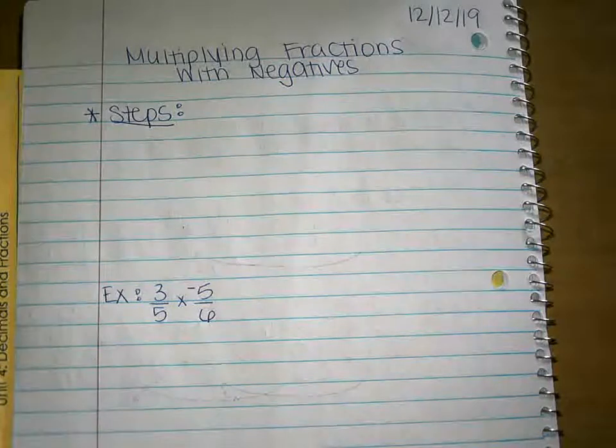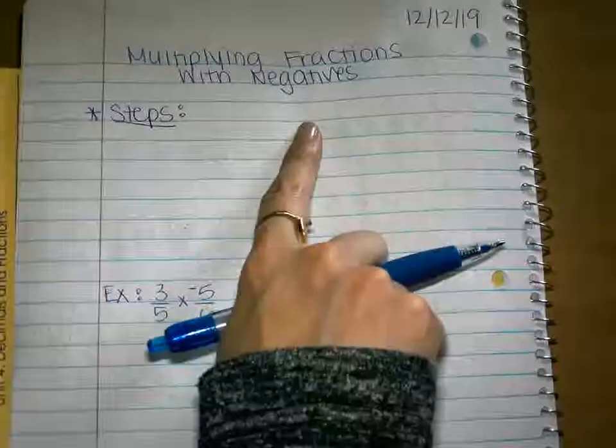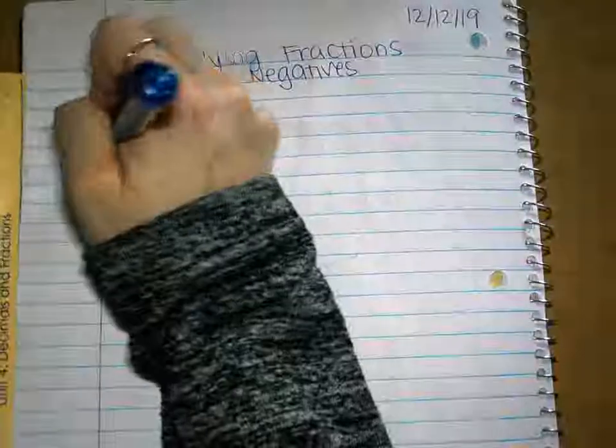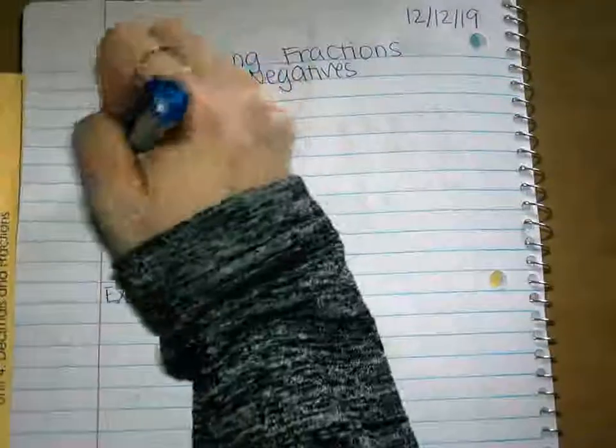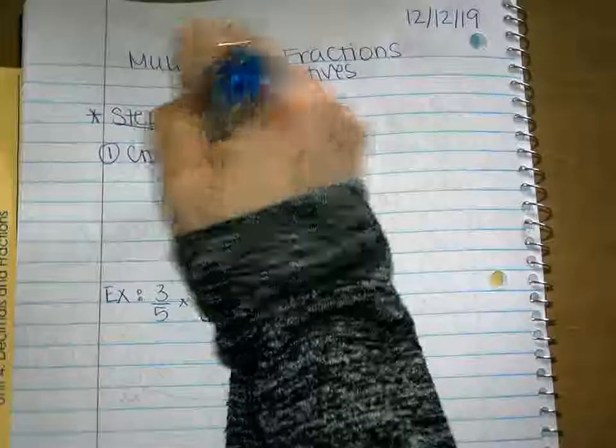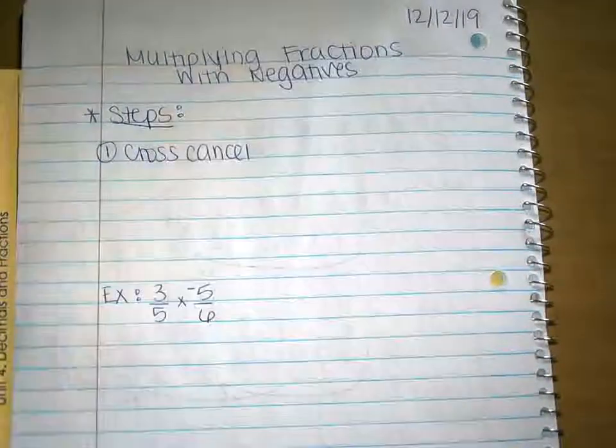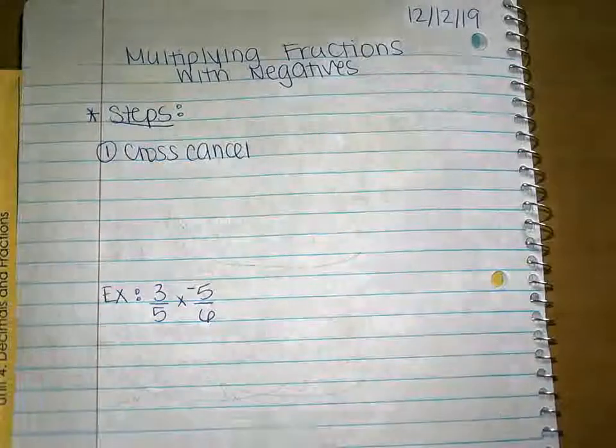So, there's two different ways that you guys can technically solve multiplying fraction problems. But I'm going to teach you one way, and that is the way that I want you to practice and use, because it will make life easier for you, especially when numbers get to be really, really large. Okay? So, when we are multiplying fractions with negatives, our first step is to do something that's called cross cancel. Has anyone ever heard of that?